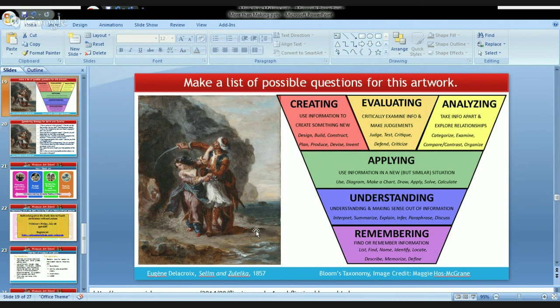I always had such a good time talking about this one with kids, because it has a lot of really cool storytelling elements, but then the artist made a lot of really good choices to help us understand that painting a little bit more.